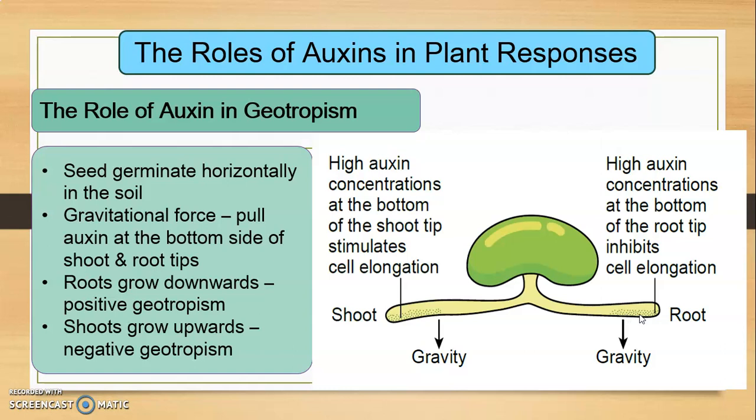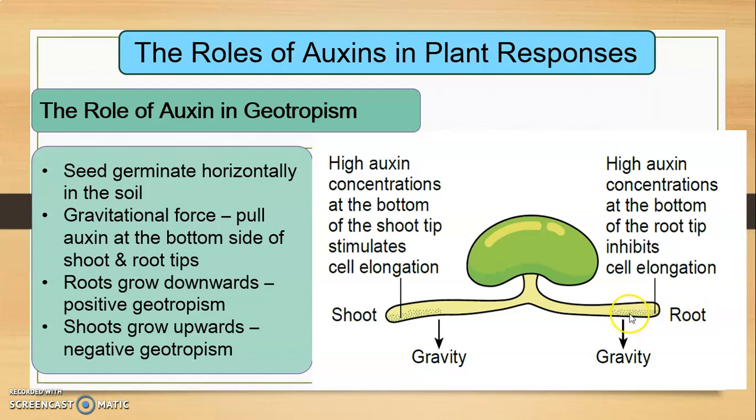So the cells at the bottom side will elongate less, while the upper side will elongate more than the bottom side. And what happens when the upper side elongates more? It will bend downwards. Dia akan membengkok ke bawah, because the upper side elongates more than the lower side.